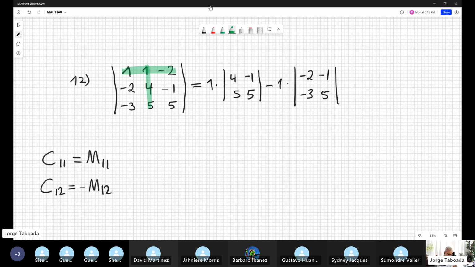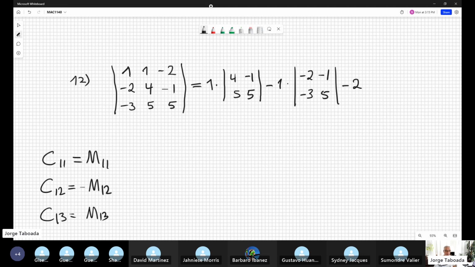Finally, -2, that's the entry that we continue with when you navigate on row 1, no? This is -2. The negative reason is not by the cofactor, because cofactor 1,3 is positive, the same sign as minor 1,3. Remember, there are many ways to memorize this.